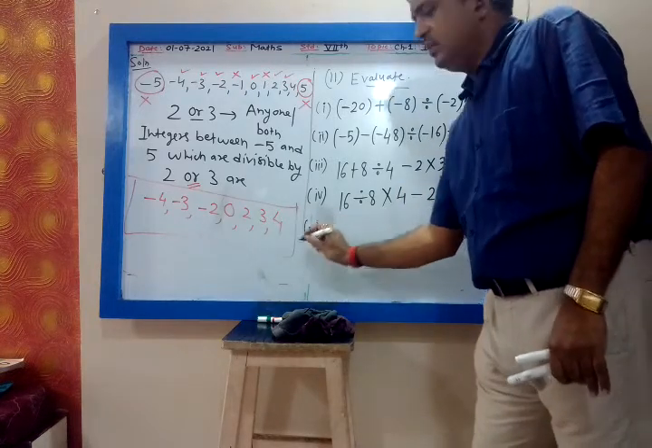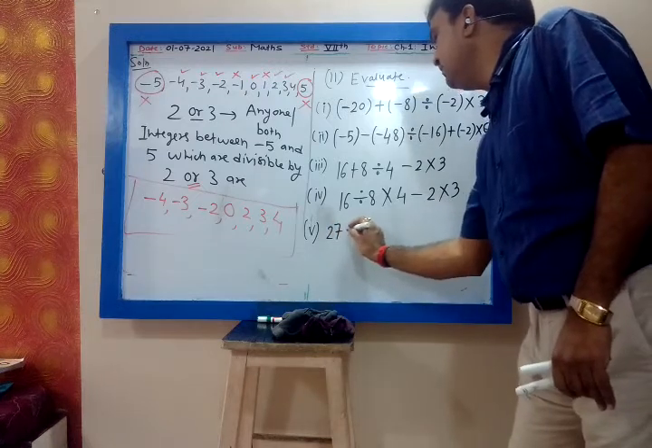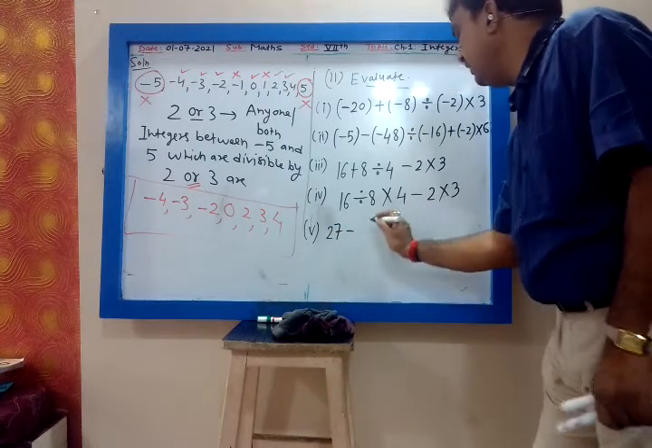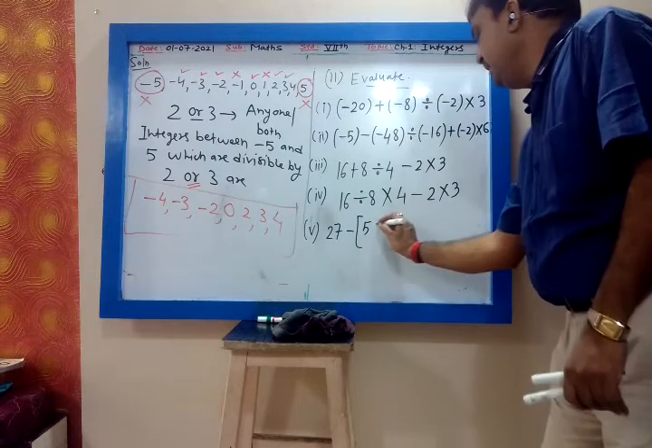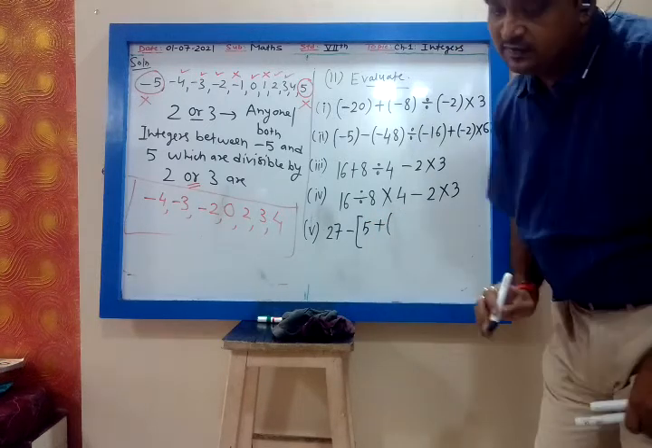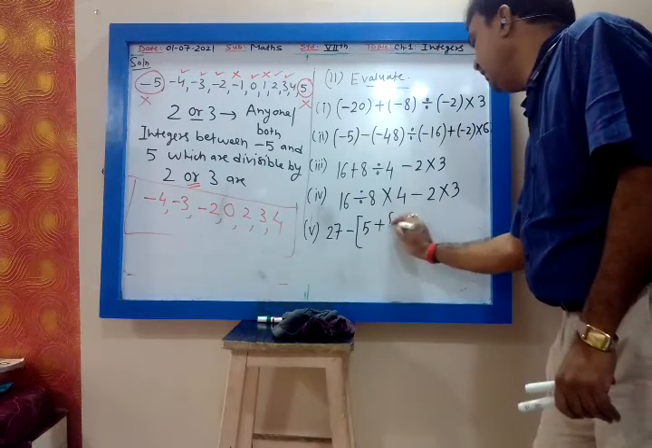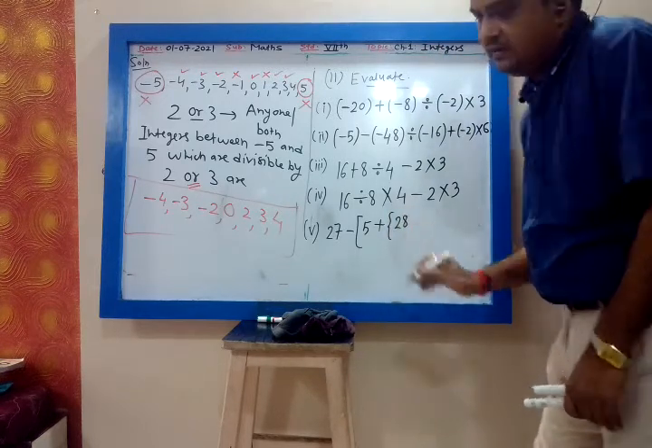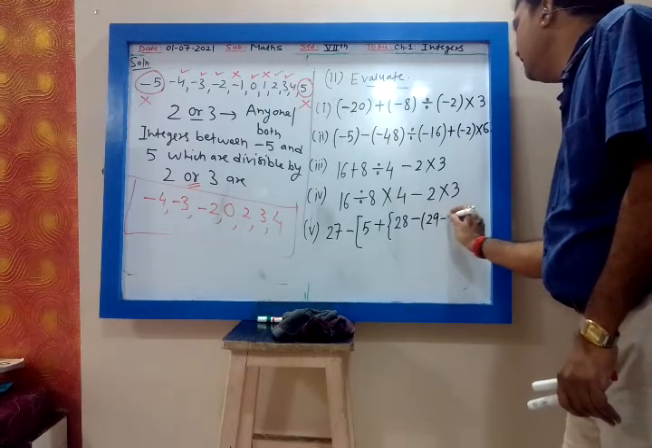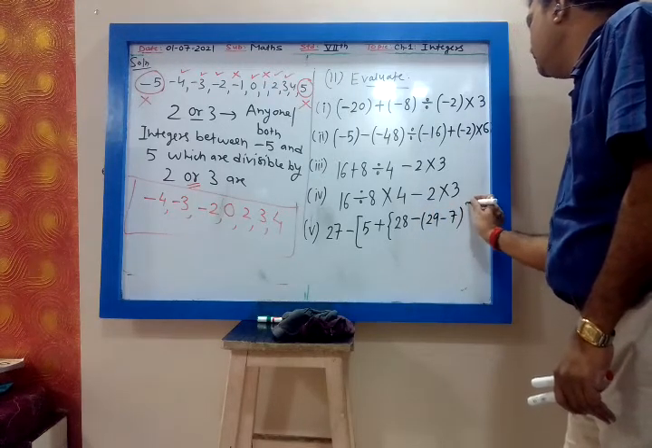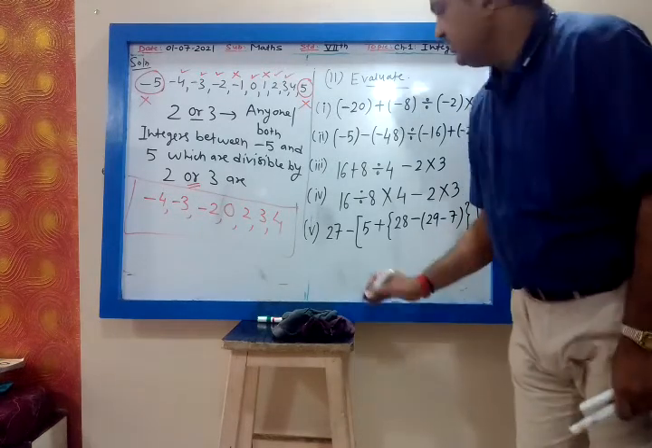Then fifth one, write down all the question first. 27 minus square bracket 5 plus curly bracket 28 minus parenthesis 29 minus 7, parenthesis gets closed, curly bracket gets closed, square bracket gets closed. That's all.